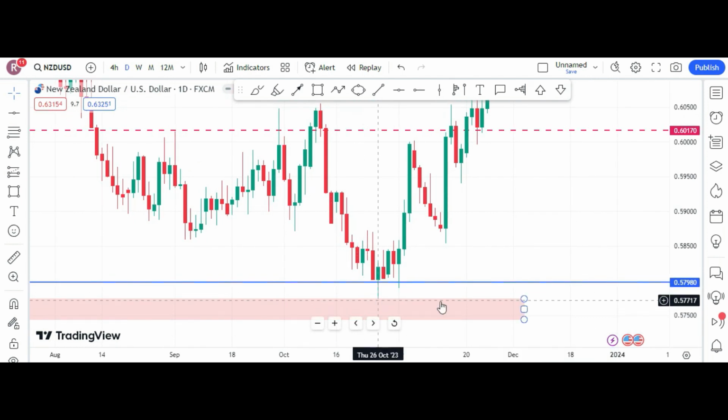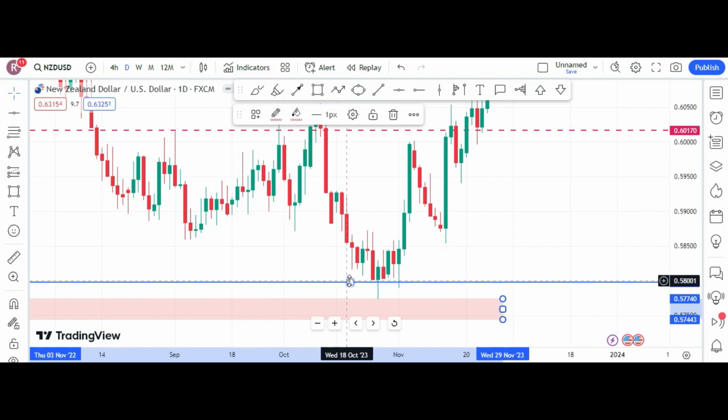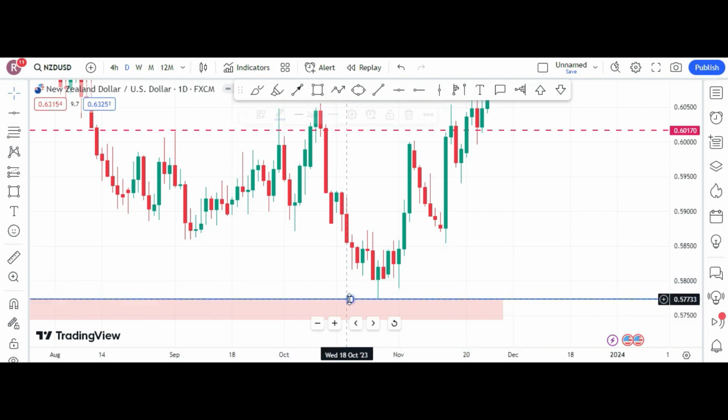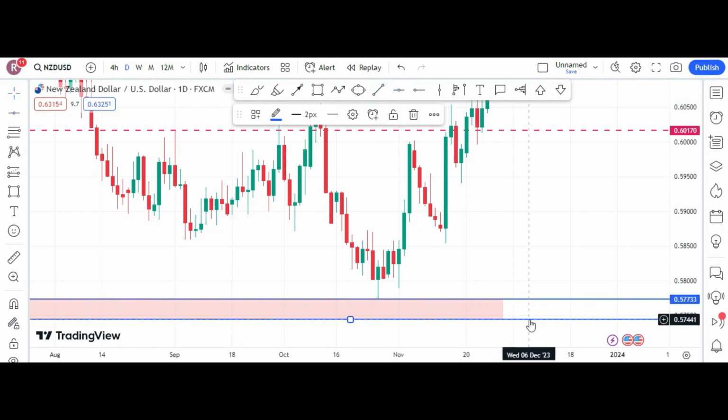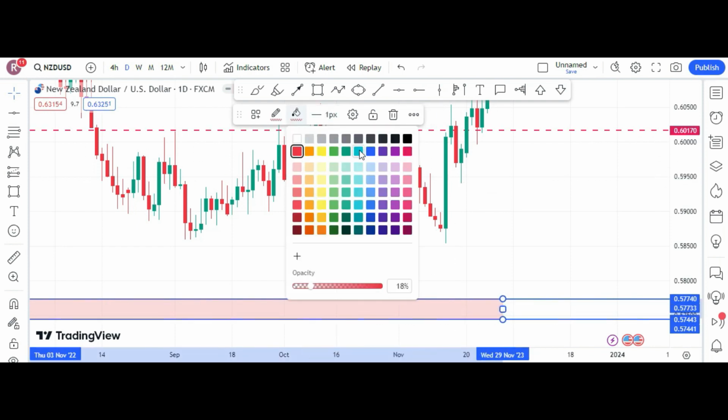Yes, so here is the place where it has created the double bottom. From here it got bullish, touching this area, and it went up immediately.